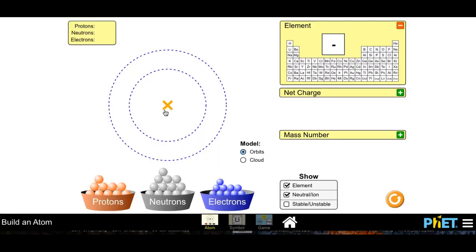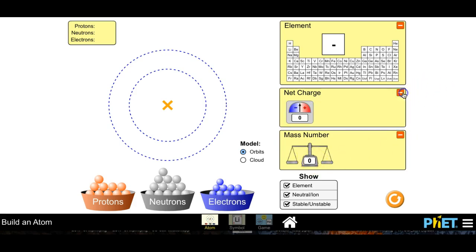Now this is what you'll see at first. Before you do anything, I want you to click Stable, Unstable, because that's really important. Remember how I said that atoms can be very unstable if you don't have babysitters? Well, you're going to see what that means now. So make sure you click that. Don't really worry about the net charge, but you can definitely put down the mass number here.